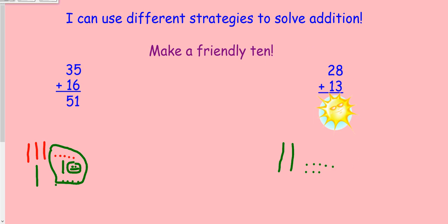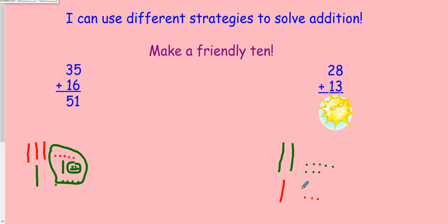What are we putting together with 28? We're putting 13 together with 28. How many tens? 1 ten. How many ones? 3 ones. Now, let's look at our 28. How many more would we need to make a new friendly 10? We would need 2 more. Does 13 have 2 more that we could use?